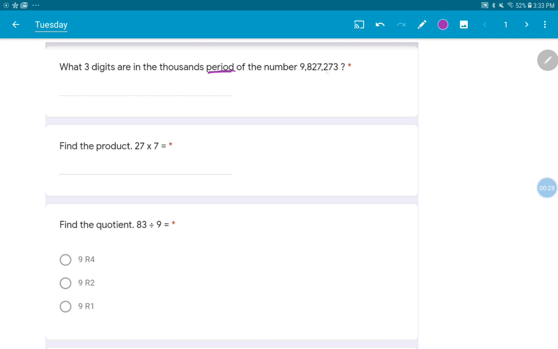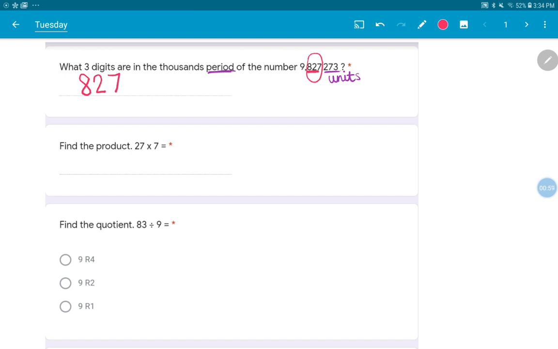So yesterday we identified the units period, which is the period that has hundreds, tens, and ones. So today we're looking for the thousands period. The thousands period is made up of the 100,000s, the 10,000s, and thousands. So those 3 digits in that period are 8, 2, 7.